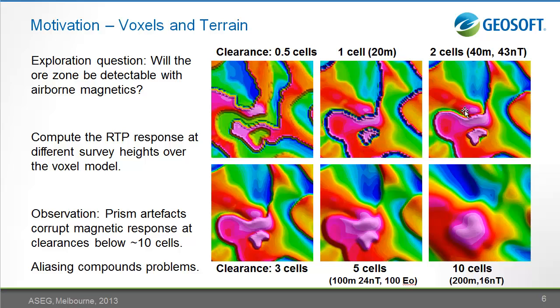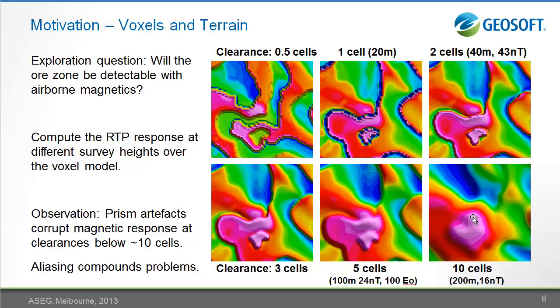And so we go up to 2 cells and we see again 40-meter clearance. We're still corrupted, and at this stage the magnetic response, the range of the RTP response, is about 43 nanotesla. We go down to 3 cell clearances. We're still largely corrupted by these terrain effects. At 5 cell clearances, so now we're at 100 meters above our model, the RTP response has dropped down to about 24 nanotesla, and the terrain artifacts are still clearly evident.